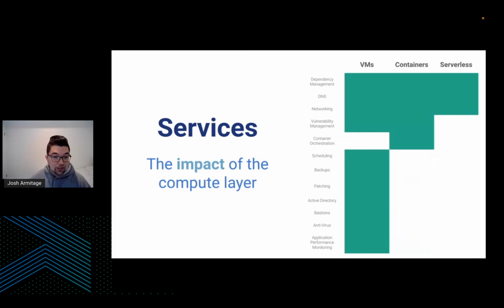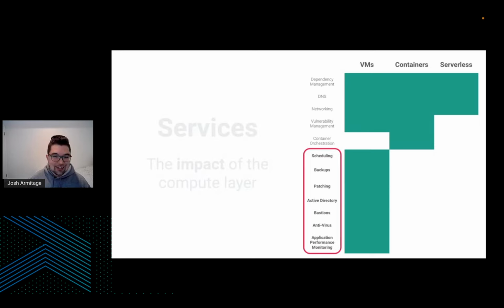But then all of a sudden we had all these VM workloads wanting to move because they were doing a data center exit. And all of a sudden we had to build all this scheduling, some machine backups, the patching, Active Directory access. They needed Bastion hosts and antivirus and APM and all this kind of stuff. And my God, this was a big build out we all had to do.